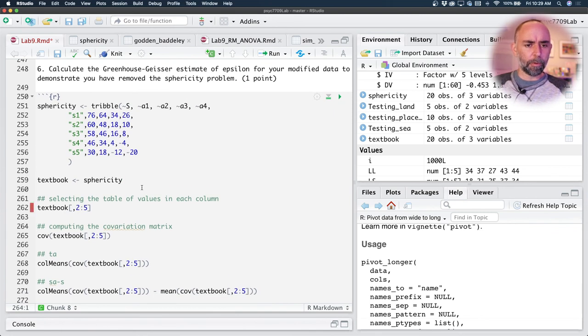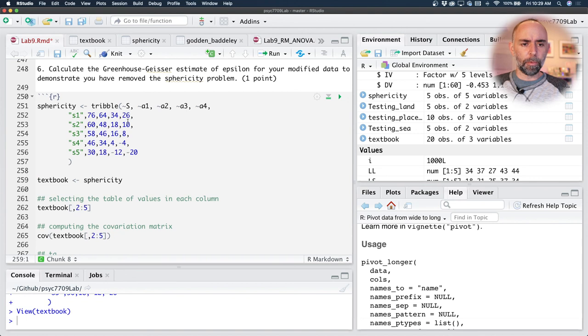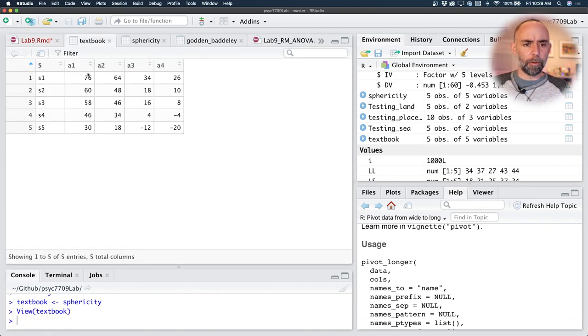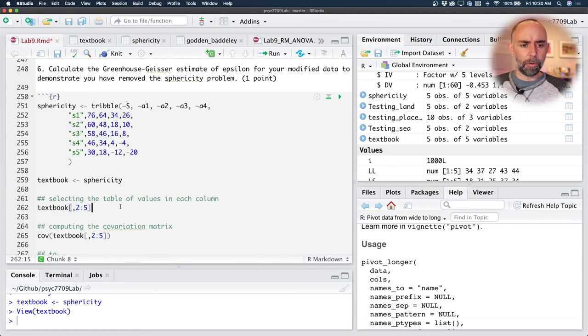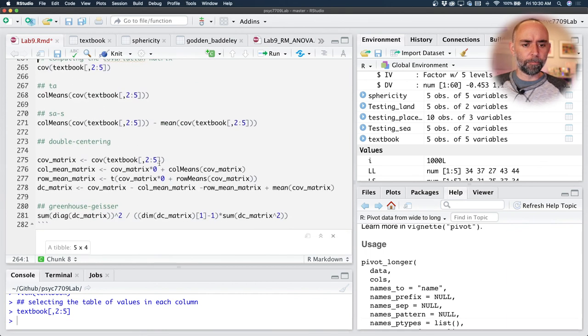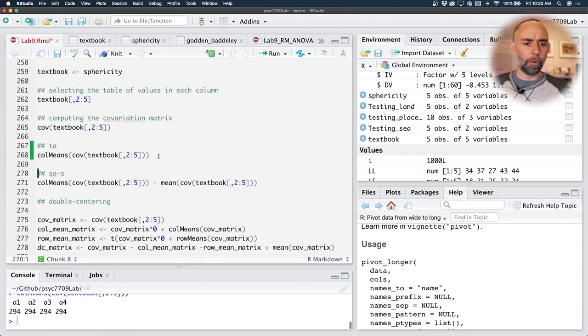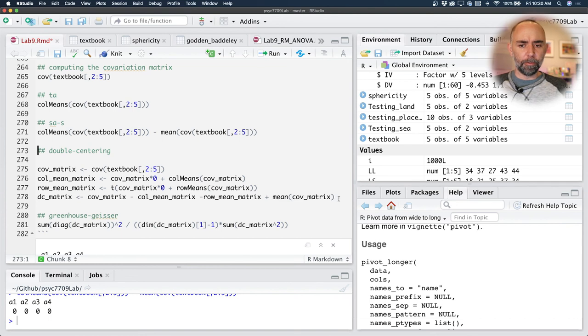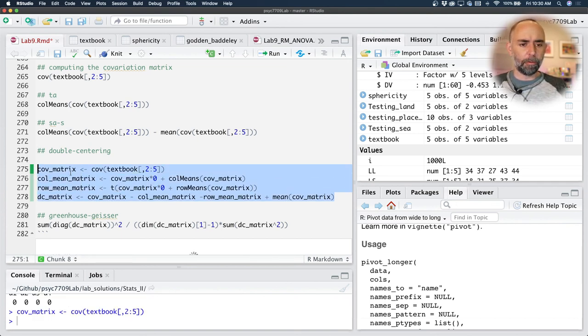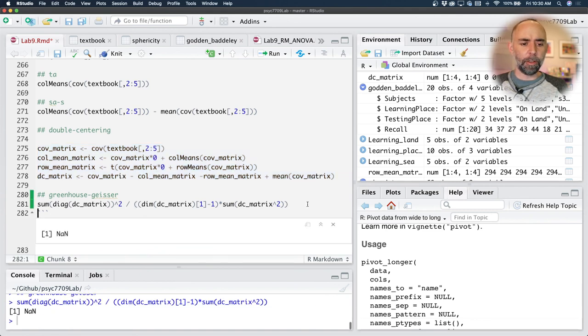What's going on here? Okay, here's our table. Oh, these are just demonstrations. Right, so we double center the covariance matrix, compute Greenhouse-Geisser, and we get not a number.